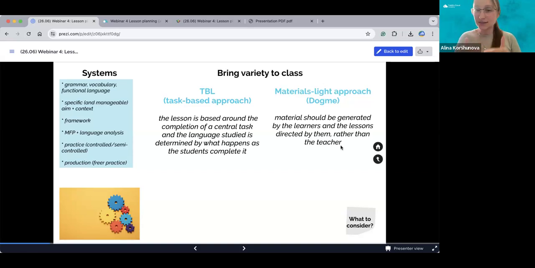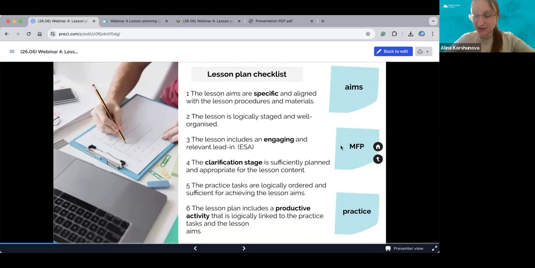Try to use different approaches, again, to make your lessons more engaging and to have this variety. It's very important in learning to keep students motivated and interested. So what do we need to consider? Here I've created a short lesson plan checklist for systems lessons. So whenever you teach systems, and whenever you're ready with your lesson plan, make sure that your lesson plan corresponds to these criteria.